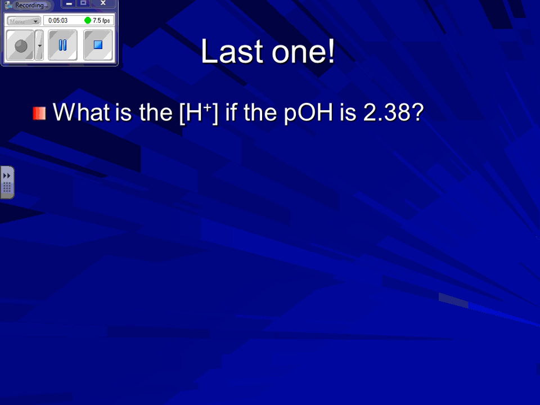Let's take a look at this one. This goes around the horn. We'll see if we pick up that mistake from the other one. The pOH is 2.38.